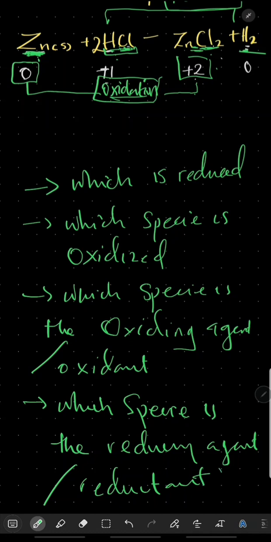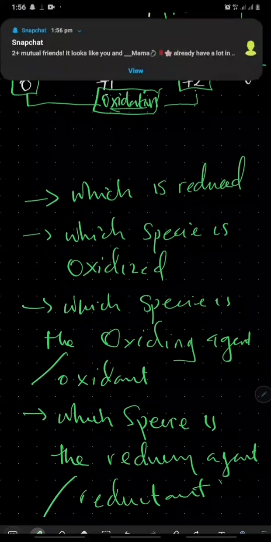So these are the 4 questions you should be expecting under redox. They will ask you which one is reduced, which one is oxidized. They can ask which one is the oxidizing agent or the oxidant. They can also ask which one is the reducing agent, which one is the reductant.